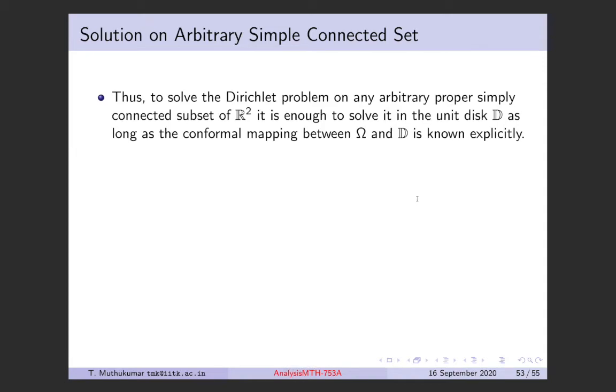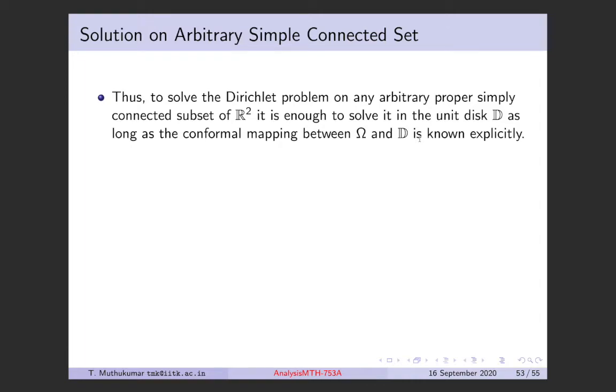So how do you solve it for any arbitrary simply connected proper subset of R2? By the Riemann mapping theorem. The Riemann mapping theorem tells you that it is enough to solve it in the unit disk D, as long as you know the conformal mapping from omega to D. So the difficulty in solving the Dirichlet problem in 2 dimensions is now reduced to the difficulty of finding the conformal mapping between omega and D.